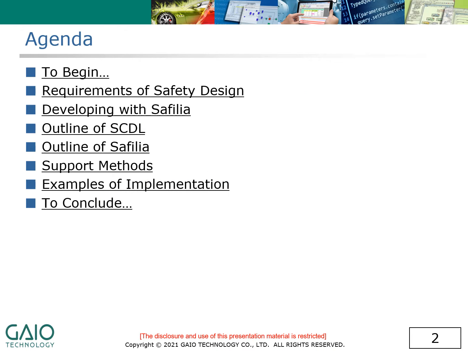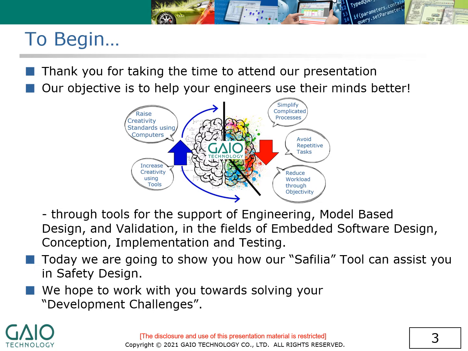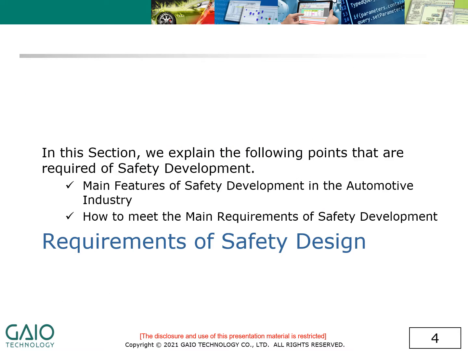Today we are going to discuss some of the challenges of safety design and some of the methods that exist to deal with those challenges. We will demonstrate how the Safilia tool helps in the process of safety design, from the initial model design through the conception, implementation, and testing to help solve some of the development challenges faced. In the first section, we will describe the main features of safety development and the ways to meet those requirements.